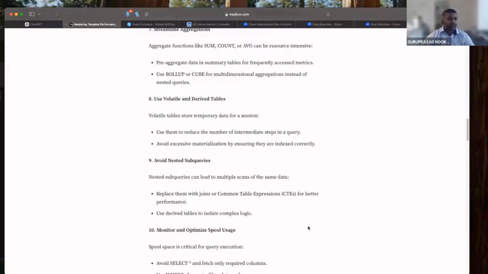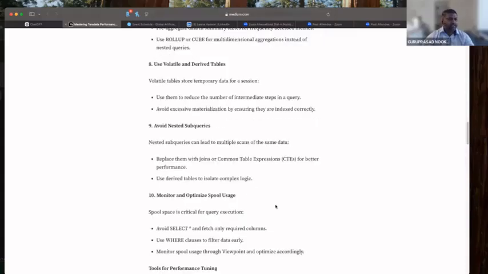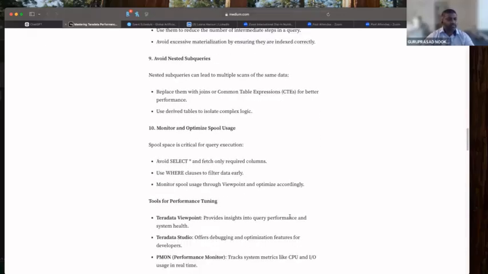Use volatile and derived tables. Volatile and derived tables are temporary tables that can be generated in your query, where the intermediate result set can be stored and the query performed as per the business requirement to output the result as quickly as possible. Other things that we have to take care of is avoiding nested subqueries. Nested subqueries are not good for any join queries or something like that. And also monitor and optimize the spool usage, like avoid select star usage, where clause.